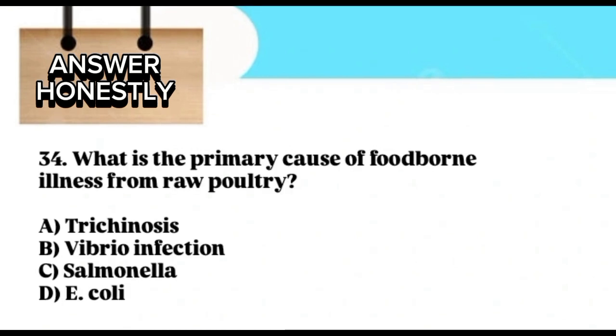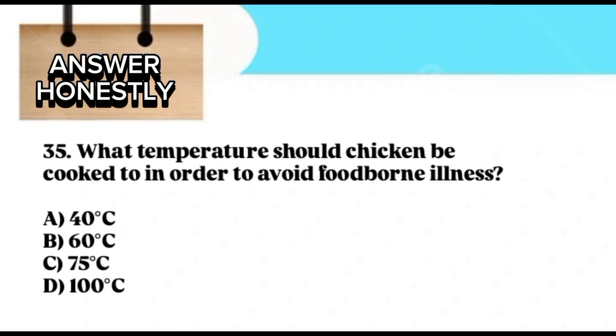What is the primary cause of foodborne illness from raw poultry? A. Trichinosis. B. Vibrio infection. C. Salmonella. Or D. E. coli.